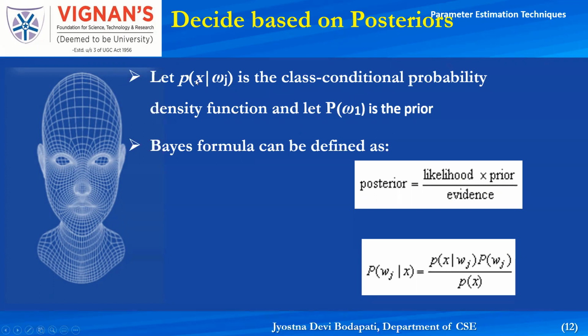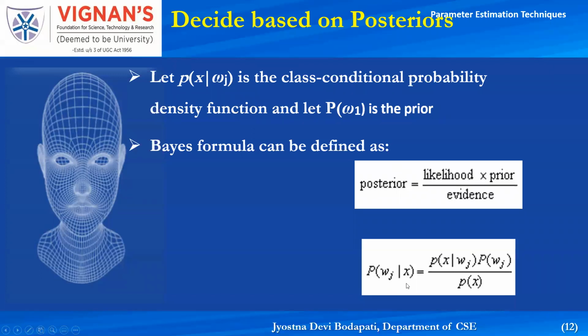Once we have these two quantities, earlier we didn't have the likelihood, if you remember. The only information given to us was the prior. That's how our decision was: assign the example to whichever class the prior is maximum. But now we are given the likelihood also. So given the likelihood and the prior, how can we change the decision? We can use the Bayesian decision theory for that.